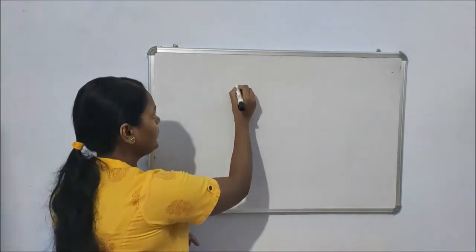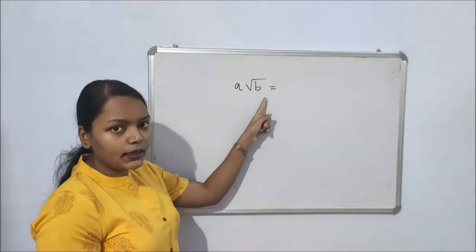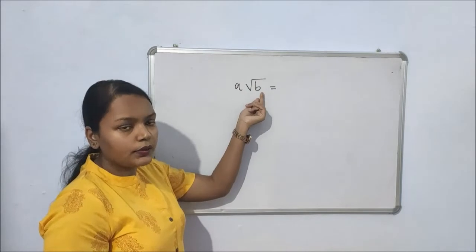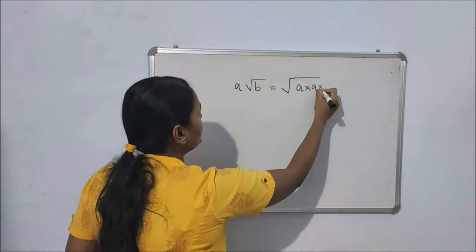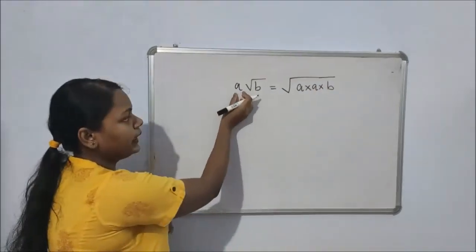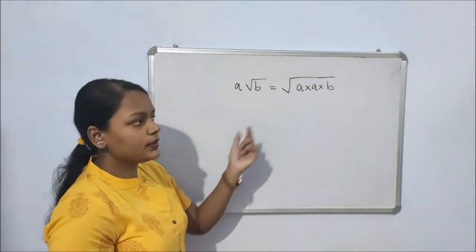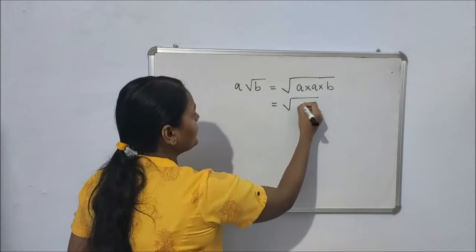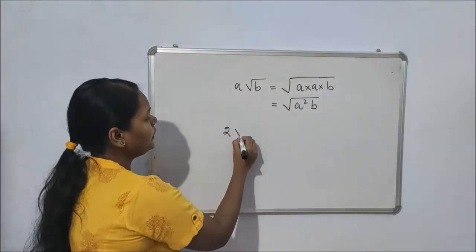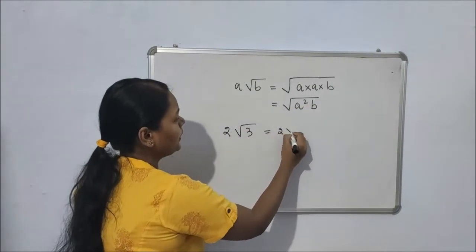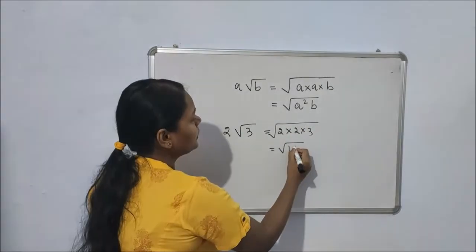Fine. Suppose I am given a under root b. So if I want to take this a inside, I will have two factors of a. Fine. So I can write this as under root of a into a into b. Whenever I take a whole number inside the root, it will be multiplied twice. So what will this become? Under root a square b. This is the value. Suppose I have been given 2 root 3. This will be nothing but 2 into 2 into 3 under the root. That is going to give root 12.